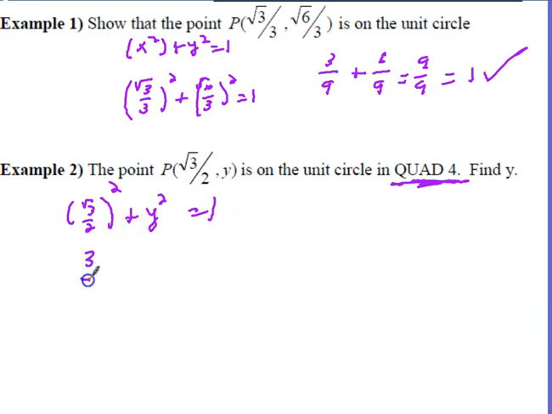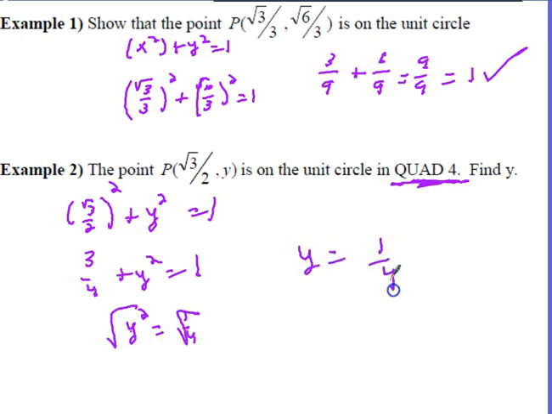So this turns into 3 over 4 plus y squared equals 1. Subtract 3 over 4 from both sides, so y squared equals 1/4. And then we take the square root of both sides, so y equals 1/4. Now, it tells us in the fourth quadrant, so that tells us if our answer is going to be positive or negative. So in the fourth quadrant, our y values are always negative. So the y coordinate here turns out to be y equals negative 1/4.